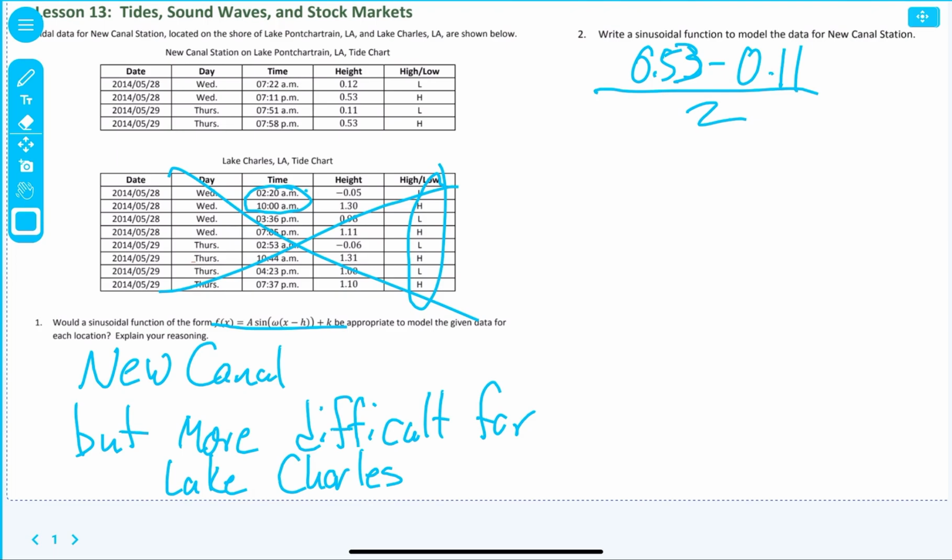Now, if we do that, we should get, what? 0.53 minus 0.11 divided by 2, 21. So the A is equal to 0.21. Okay. Now, let's do, what we're going to do, the period now.